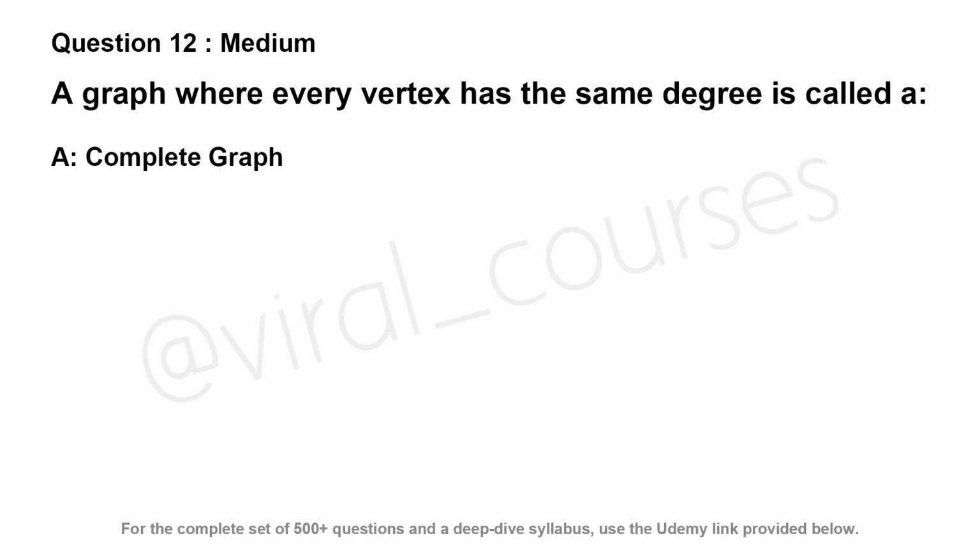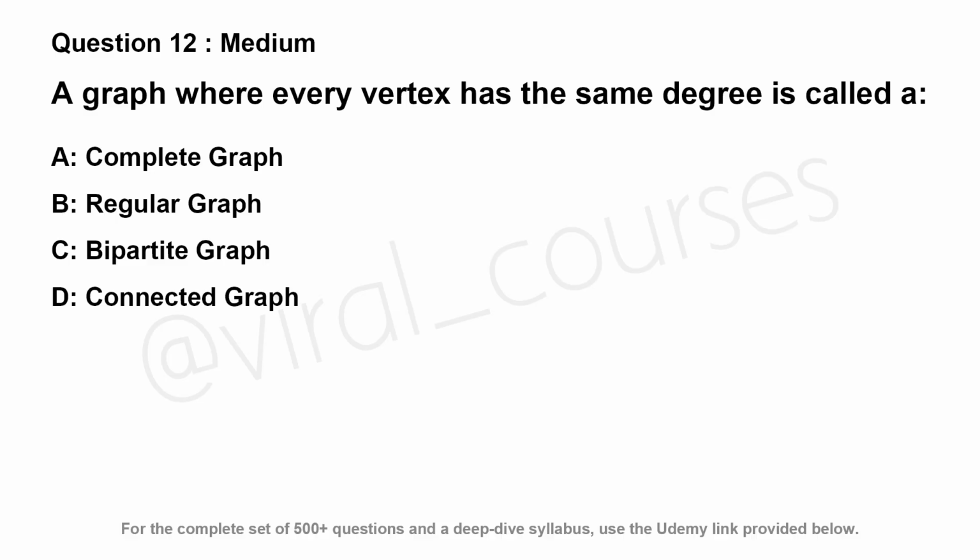A graph where every vertex has the same degree is called a: Option A, complete graph. Option B, regular graph. Option C, bipartite graph. Option D, connected graph.